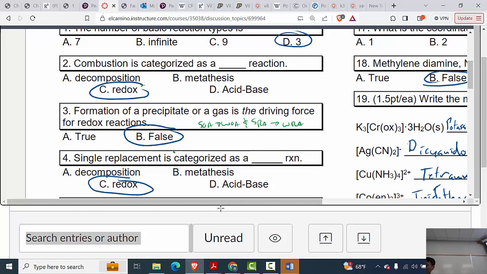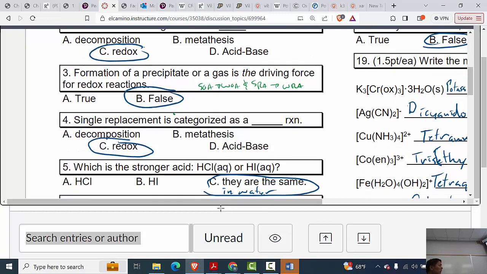So formation of gas could help. Formation of precipitate could help, but it's not enough. We need something more. And that something more is going from stronger to weaker oxidizer and stronger to weaker reducer. 4, single replacement is categorized as a redox reaction.